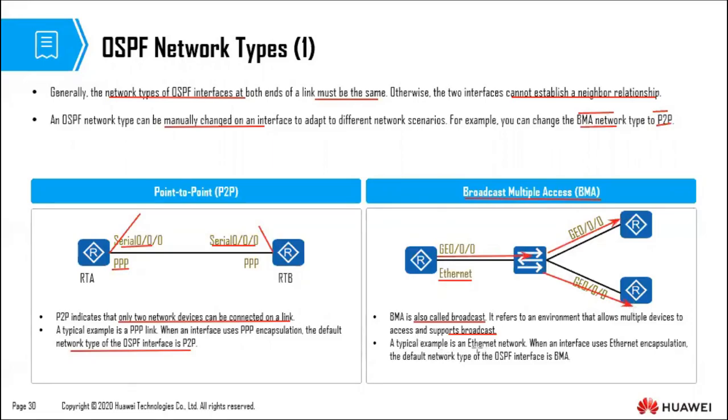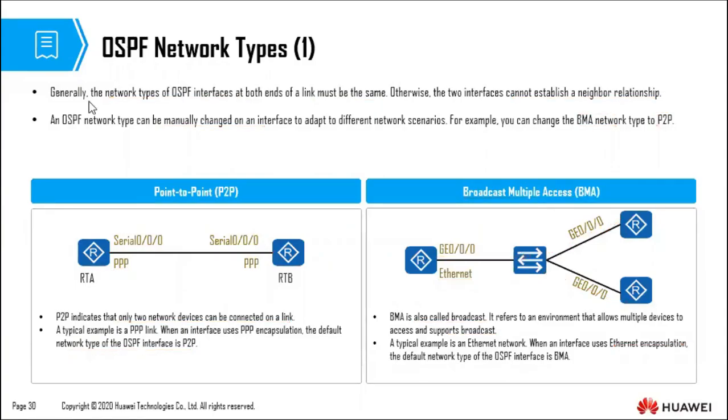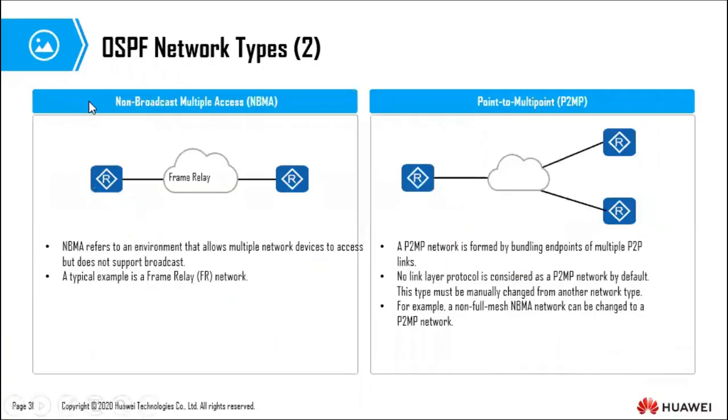So a typical example is an Ethernet network. So if an interface uses Ethernet encapsulation, then the default network type is BMA. Okay, then we have non-broadcast. Even from the name you can tell that this one does not support broadcast. So you cannot send broadcast.